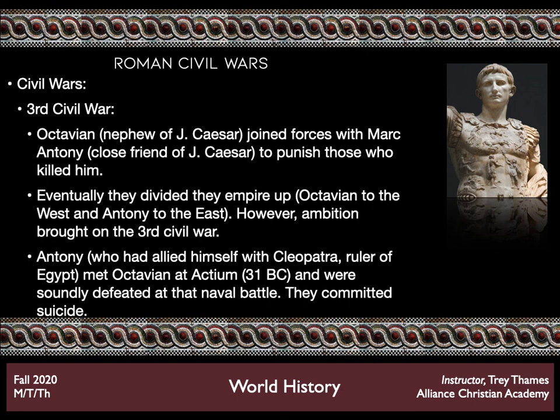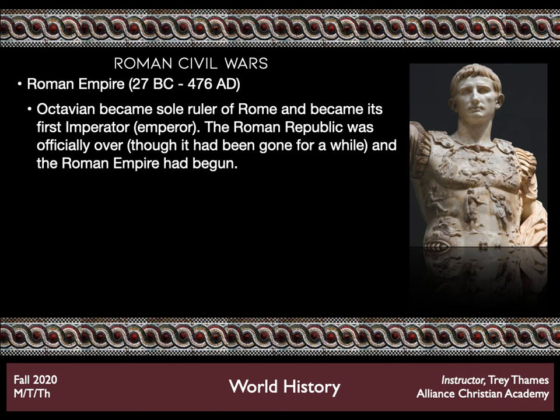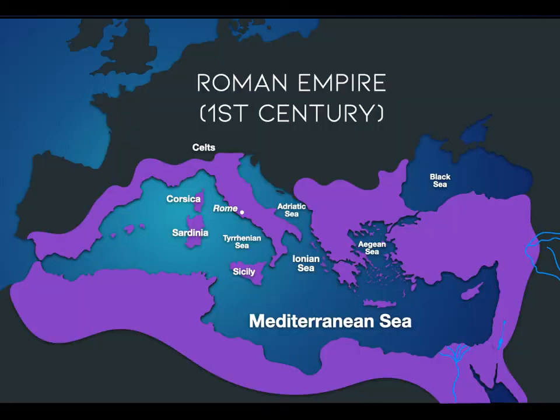They both lose at the Battle of Actium, a naval battle in 31 BC, and they're both going to commit suicide, and that's going to leave old Mr. Octavian as the sole ruler of Rome. He's going to be the first emperor, and now we're transitioning. The Roman Republic is gone officially, although really it had been gone for a few decades already. But now we have officially the Roman Empire beginning, and this is what it looks like. The entire Mediterranean world has been taken over by the Romans, and this is where we sit for the beginning of the Roman Empire, the end of the Republic.